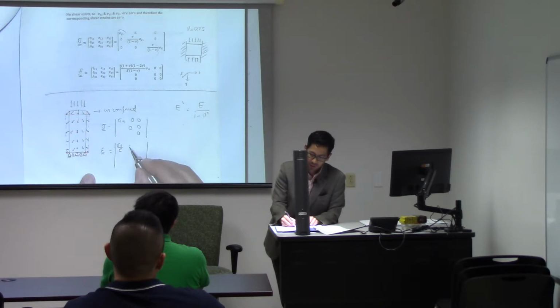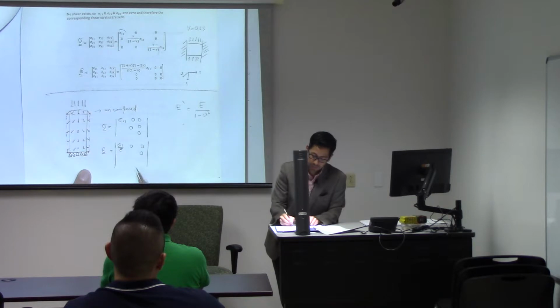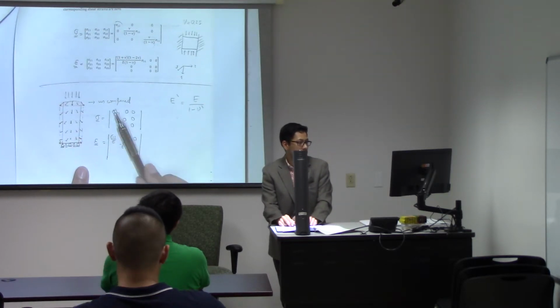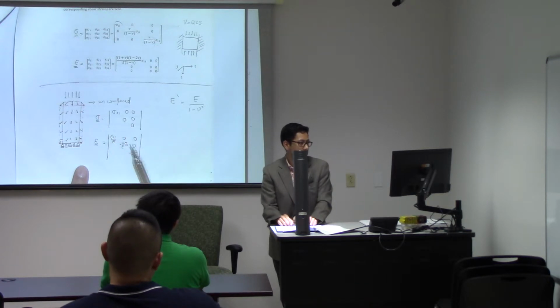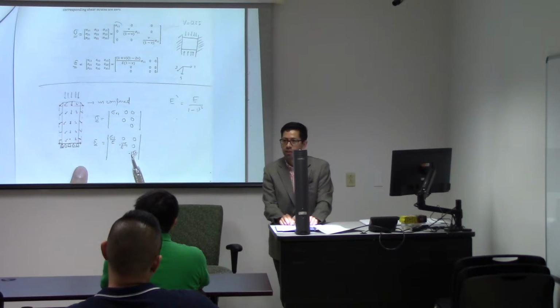And what about the strains to the sides? It's going to be minus Poisson ratio divided by E, sigma 1, 1, minus Poisson ratio, sigma 1, 1, divided by E. So now it's the opposite. You see, you have stress just in one direction, strains in the other two. That's the effect of the Poisson ratio.